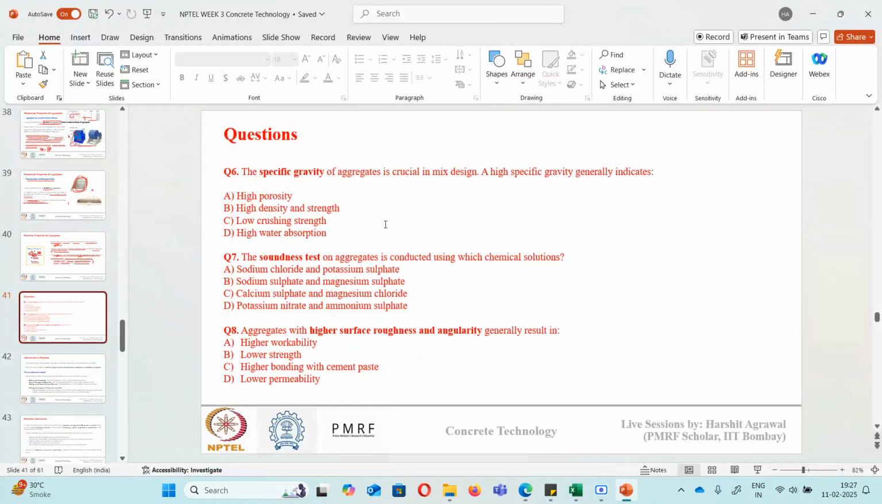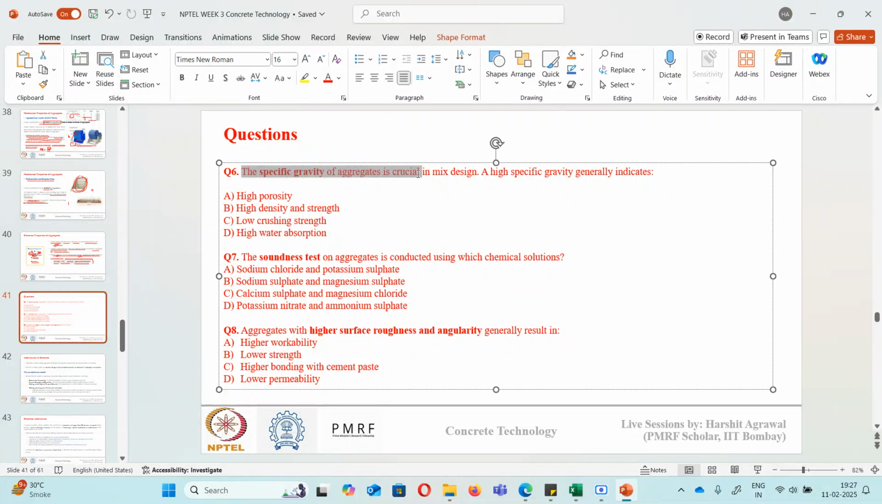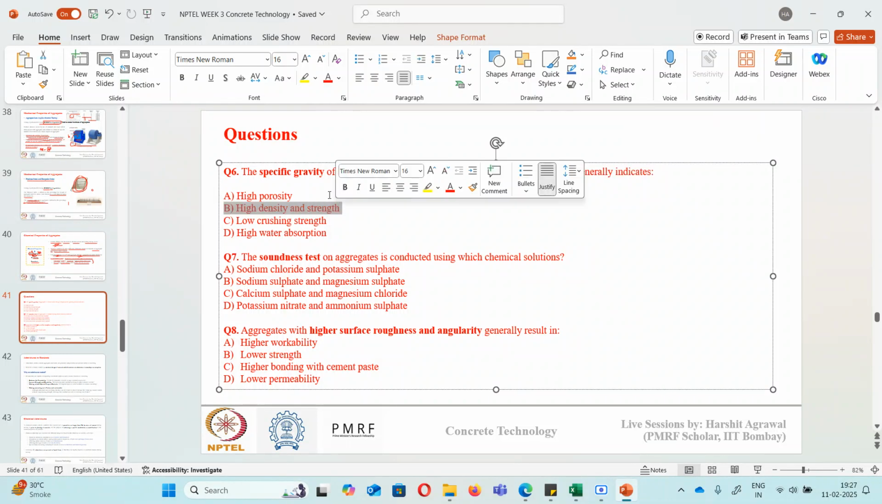Okay, let's see the answer. For question number 6, the specific gravity of aggregate is crucial in mixture design. A higher specific gravity generally indicates, so answer is very simple. Higher specific gravity means higher density and strength. So more is the specific gravity, denser is my aggregate, so more strength of aggregate I have. So answer will be B.